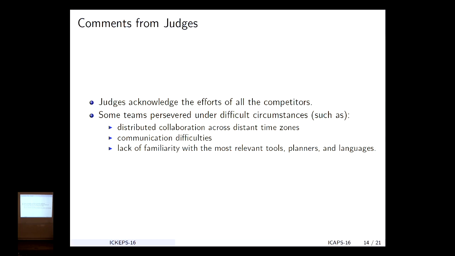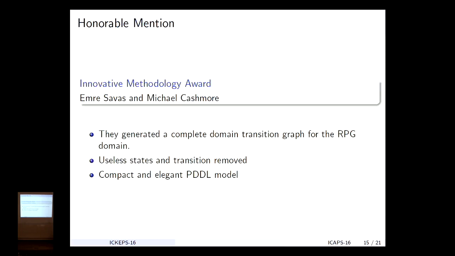I would like to call the teams one by one. The Innovative Methodology Award goes to Emre Savas and Michael Cashmore, because by using a domain transition graph, they helped the hero to escape the dungeon.